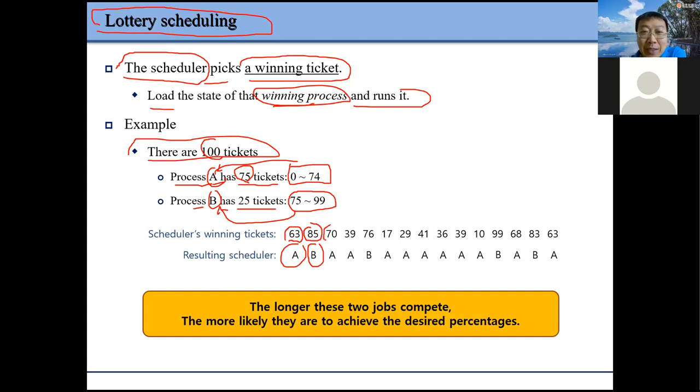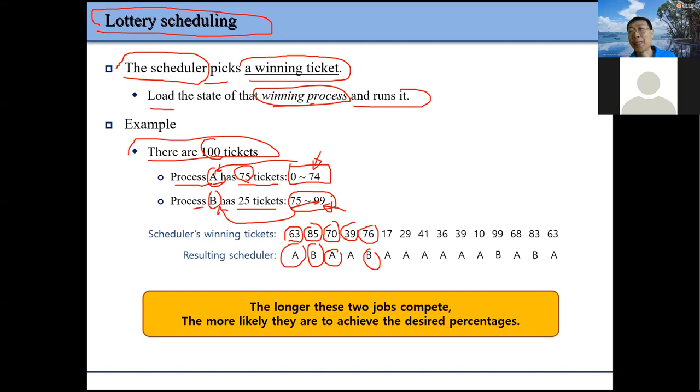Every time we just use a random generator to generate a number between 0 and 99. If the number is in 0 to 74, then we run A. If the number is between 75 and 99, then we run B. If our random number generation process is really random, then after a long time period, we can see the proportion, because process A covers 0 to 74 and process B covers 75 to 99.